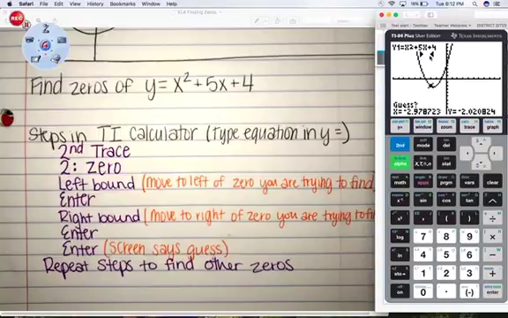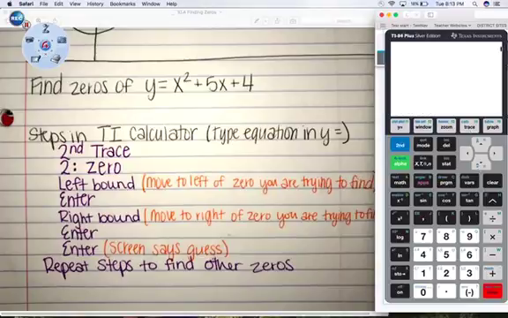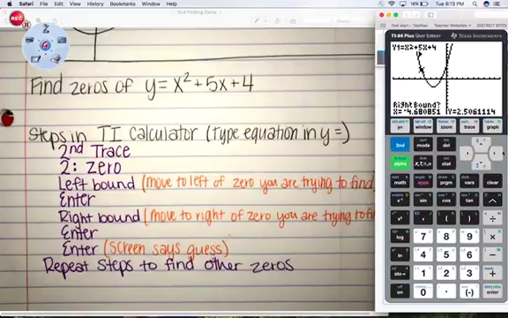Now if you look at the top, those two arrows, let me just write on the screen. Those two arrows right there should have the zero between them. Now when I hit enter, it's going to say, oops, let me try that again. I accidentally hit enter one too many times. So left bound, enter, right bound, enter.